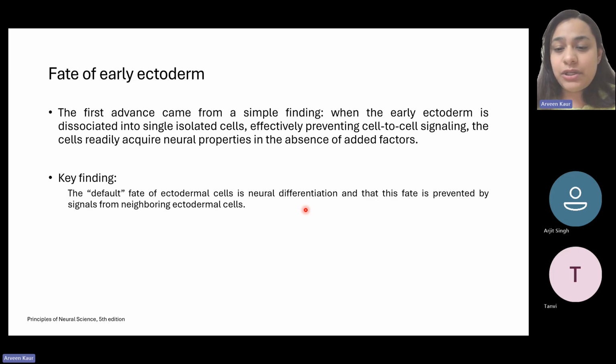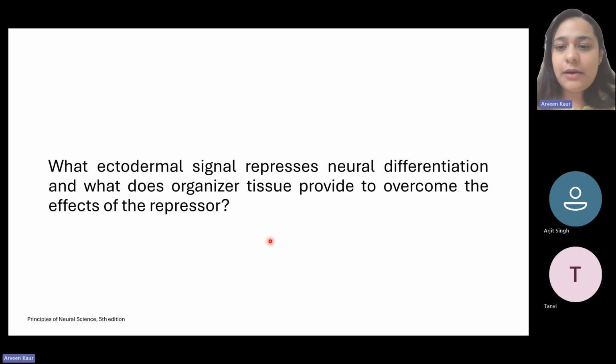And we finally found that the default fate of ectodermal cells is actually neural differentiation, right? Upon multiple other studies, it was found that neural cell formation doesn't have to be induced. It actually has to be repressed, right? Which means that by default, a normal ectodermal cell, if it is isolated, will always, in isolation, by default form a nerve cell, right?